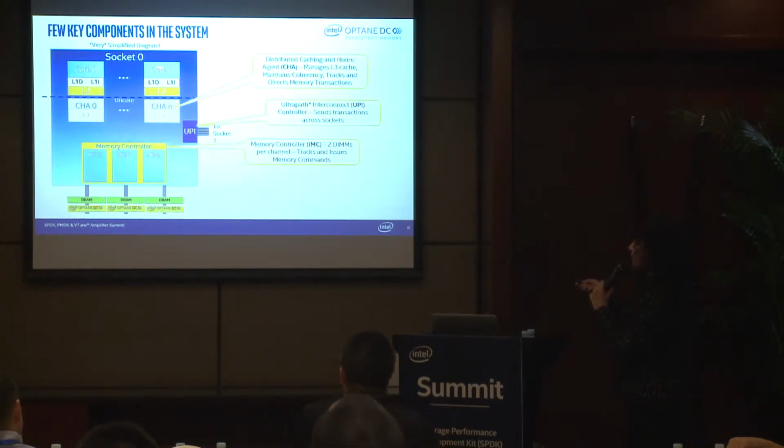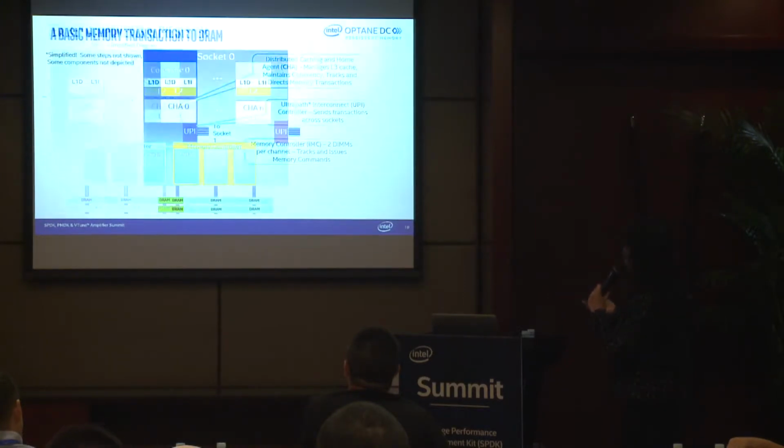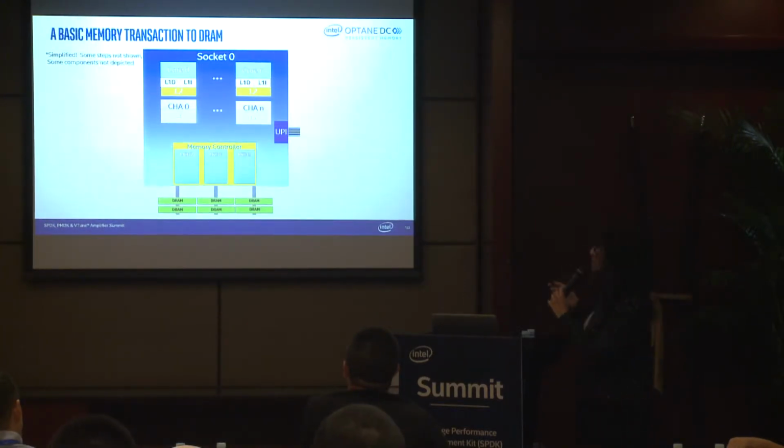And this is a very simplified diagram. It's much more complicated than this, but this is a very high level abstract diagram of what it is in the logic, right? So moving on. Okay, so first I'm going to talk about what a basic memory transaction to DRAM looks like.